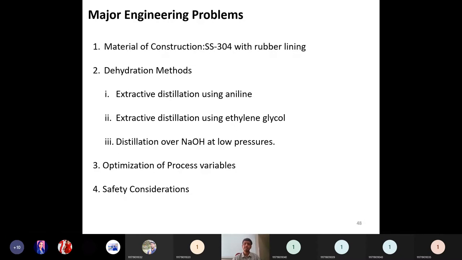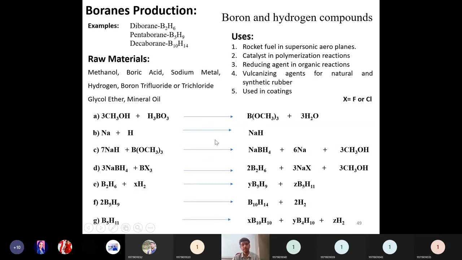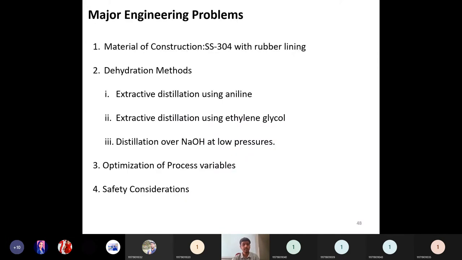Then the next method is extractive distillation using ethylene glycol. And the third method is distillation over NaOH at low pressures. Okay, these are the three methods available to strip off water from that particular hydrazine. However, the operating cost of recovering this ethylene glycol, as well as the heat requirement and loss of ethylene glycol, will be very high using this particular method.